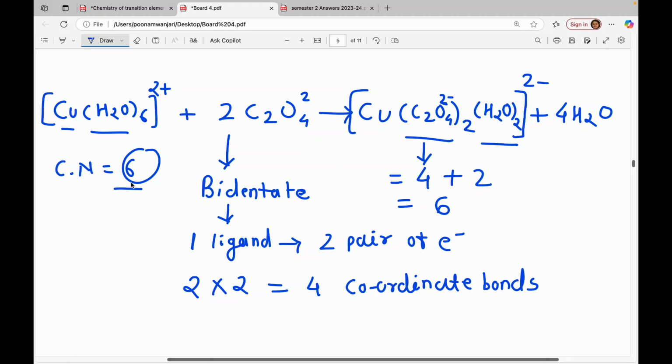Initially we had coordination number 6, and after the ligand substitution reaction also, the coordination number will be 6. The reason behind this, student, is that the ethanedioate ion is a bidentate ligand, and one ligand is donating 2 pairs of electrons, forming 4 coordinate bonds, and water is also forming 2 coordinate bonds. So this is the reason, student, the coordination number is 6.